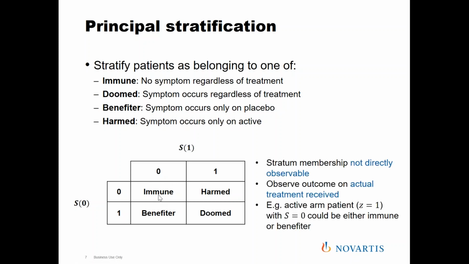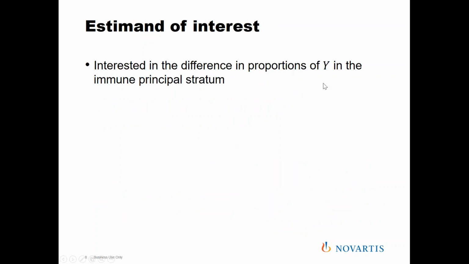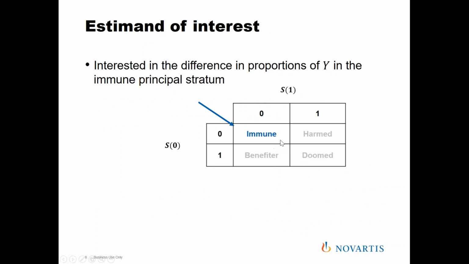Now, of course, the principal stratum membership is not directly observable, since we only see one potential outcome per patient. So, for example, a patient on the active arm, so Z equals 1, with S equals 0, would be in this column, which means they could be either immune or a benefiter. We just don't know. But based on what I said in the beginning, we're interested in estimating a treatment effect in the population of patients who would not experience symptoms regardless of treatment assignment. That is, we're interested in the difference in proportions of the primary event Y in the immune principal stratum. This is the population of interest in our subgroup analysis.